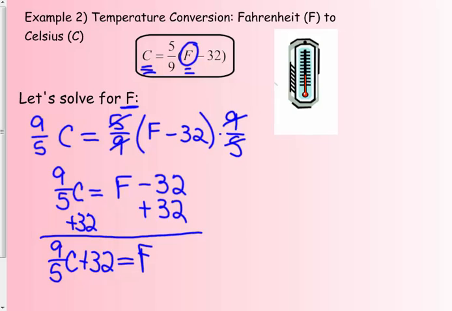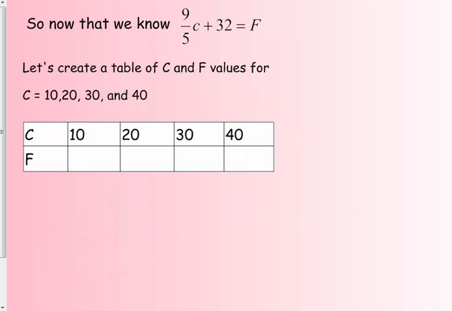So you could turn it around because it's reflexive. Fahrenheit is equal to 9/5 of the Celsius degrees plus 32. Doesn't matter what side the F's on. So solving that equation for both Fahrenheit and Celsius. So we now know that 9/5 Celsius plus 32 is Fahrenheit.